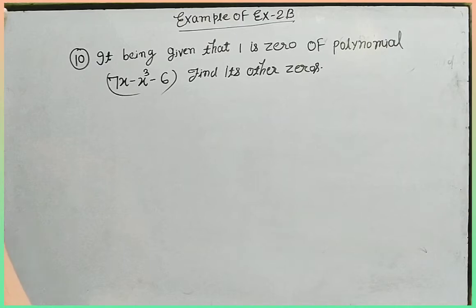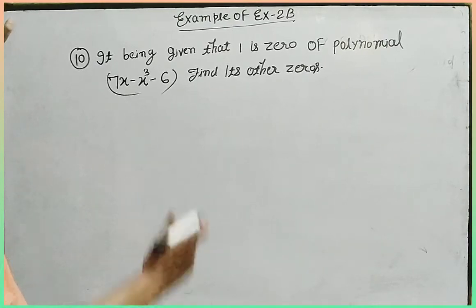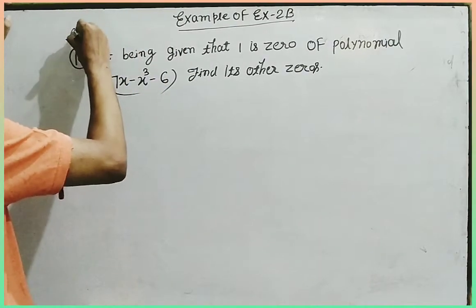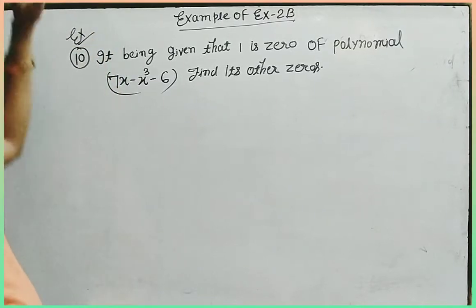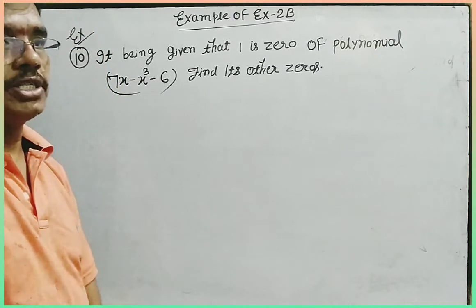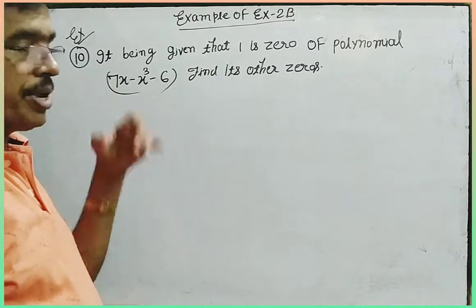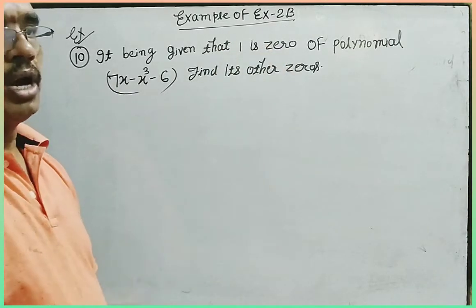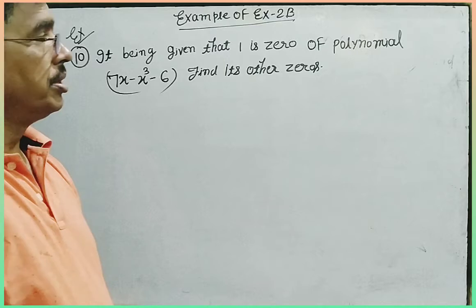Now some important questions from example 10 of exercise 2B. Dear student, from these questions, now we start. The polynomial is given, one of the zeros is given, and you have to find the other zeros.